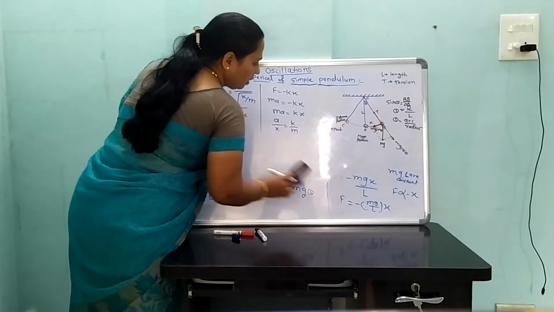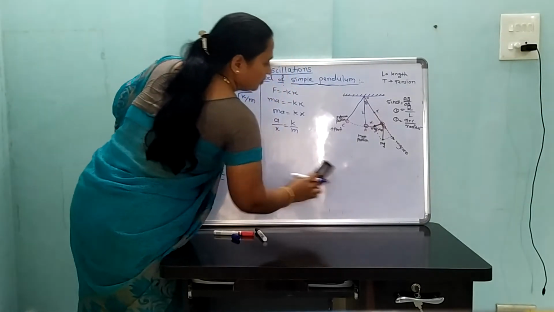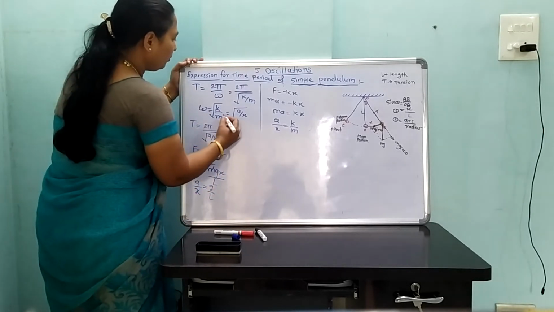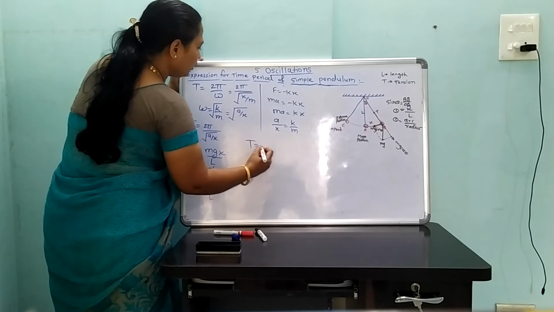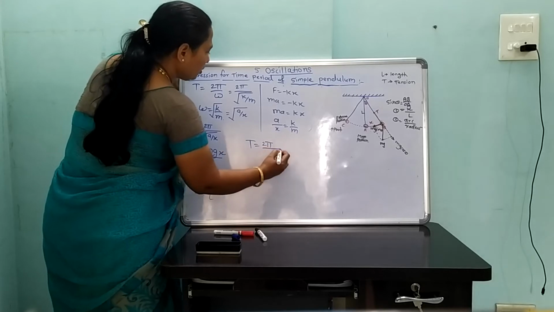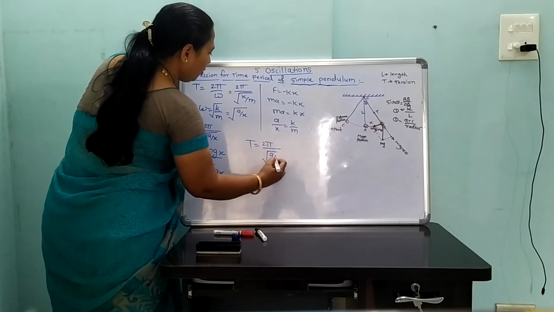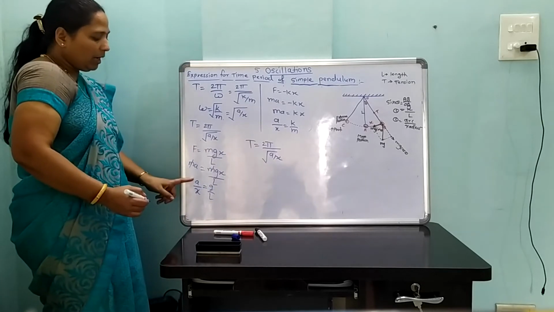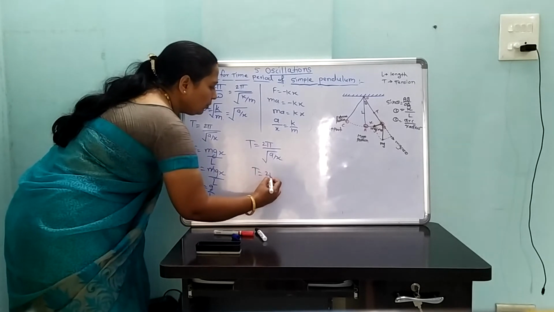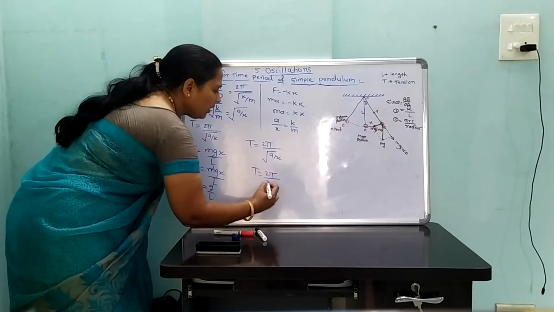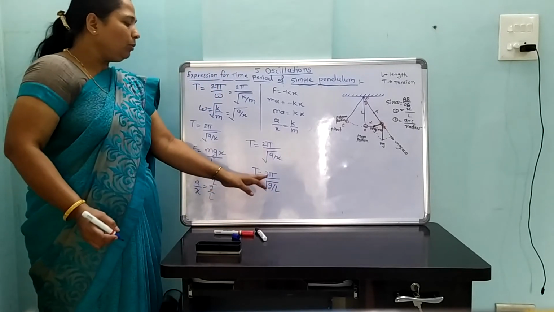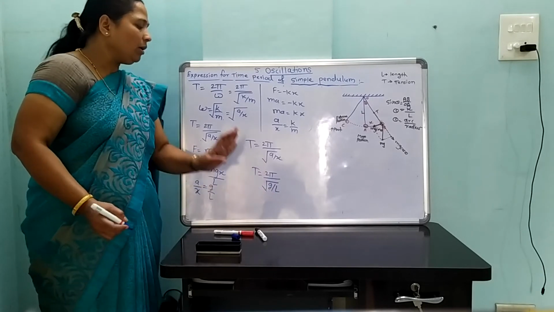We get A upon x is equal to g upon L. Therefore, the period of simple pendulum T is equal to 2 pi upon square root of A upon x. But A upon x is equal to g upon L. Therefore, T is equal to 2 pi upon square root of g upon L.